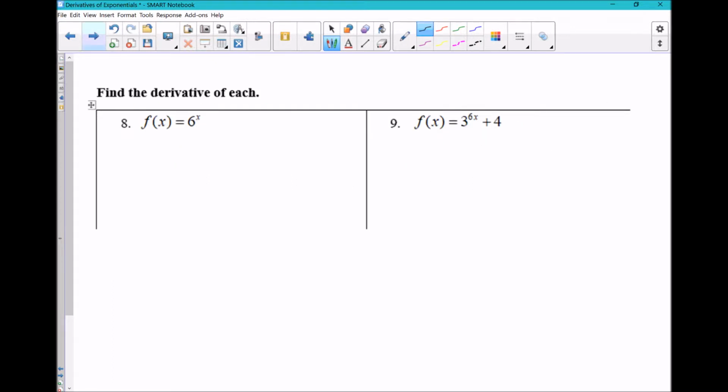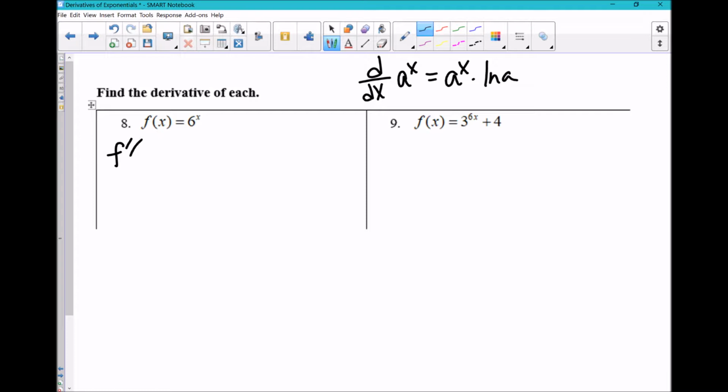Let's do a couple examples. f of x equals 6 to the x. Okay, so remember, an exponential means that basically you have an exponent with a variable in it. Okay, and so we're just going to keep in mind our derivative of a to the x is itself and then times the natural log of a.